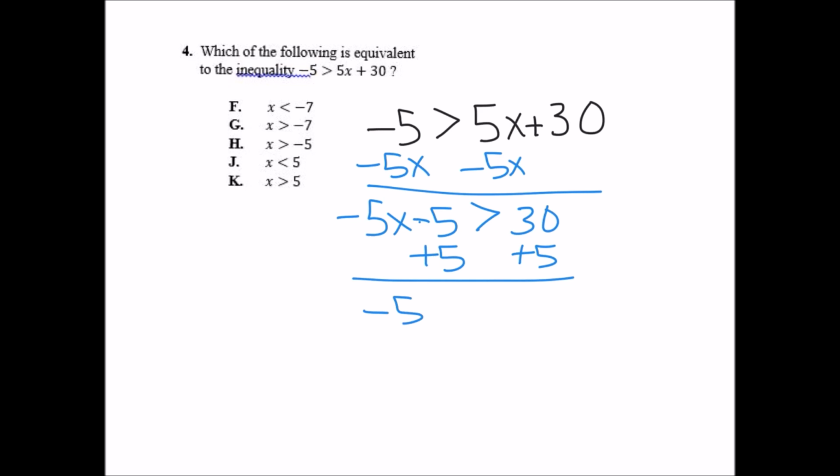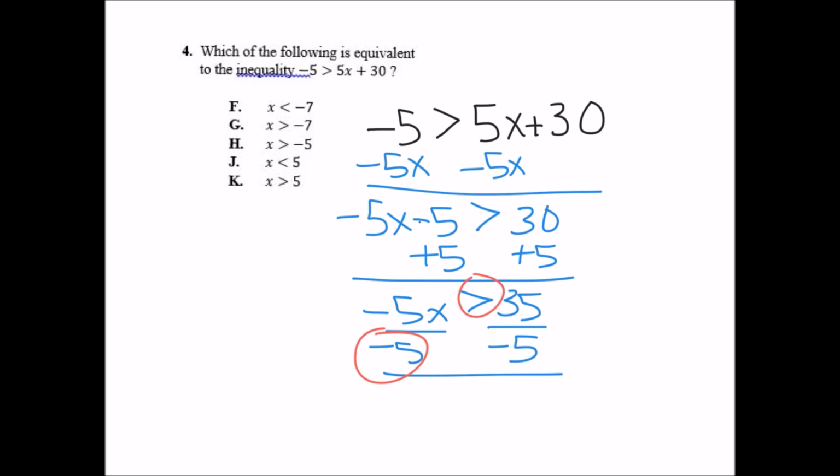and with negative 5x is greater than 35, divide both sides by negative 5. Because we divided by a negative number, we need to flip the sign. They cancel out here, leaving us with x. X is less than negative 7. The correct answer is F.